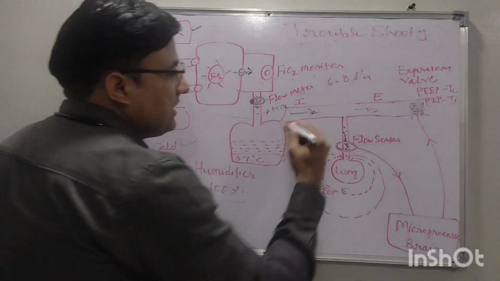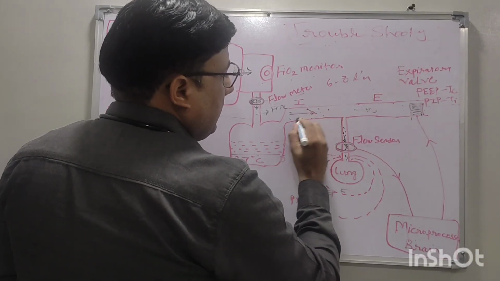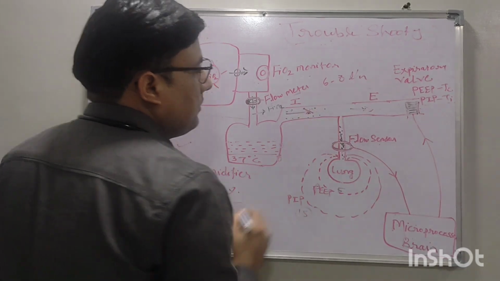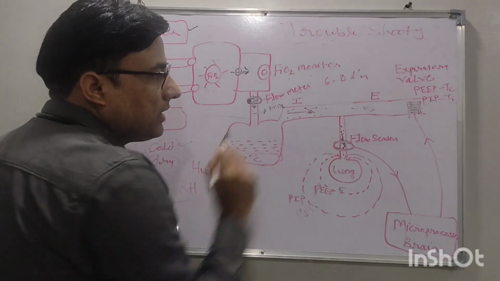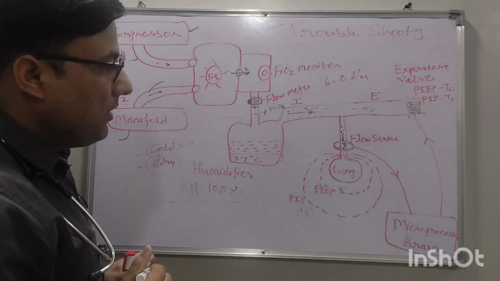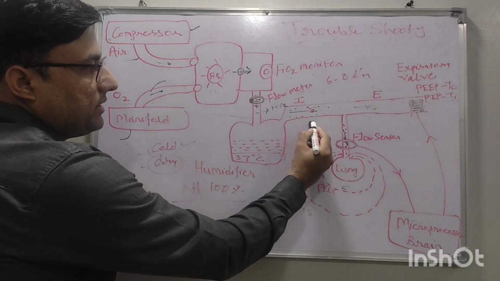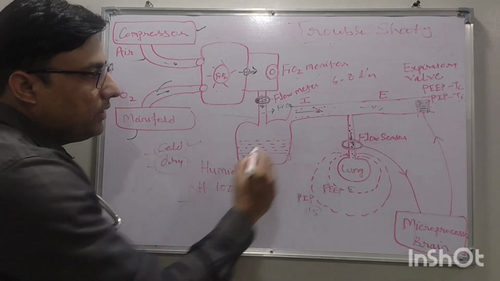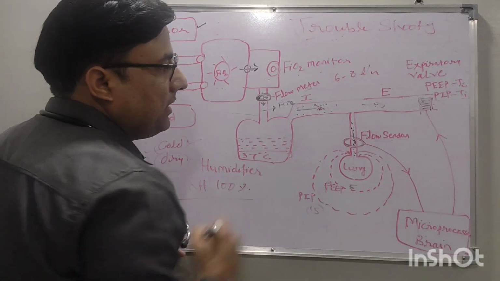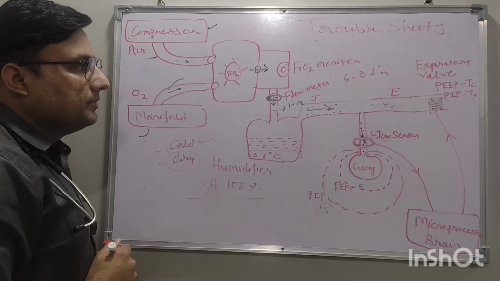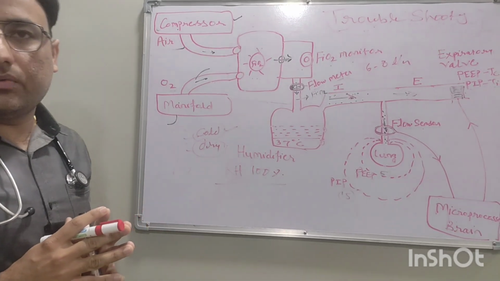If there is condensation in the inspiratory circuit, that also can cause it. If there is any kink in the ET tube or circuit, that also can increase the pressure. So these are the things we have to check. We have to remove the condensation water, we have to do suctioning, and if any kink is there, we have to see that.